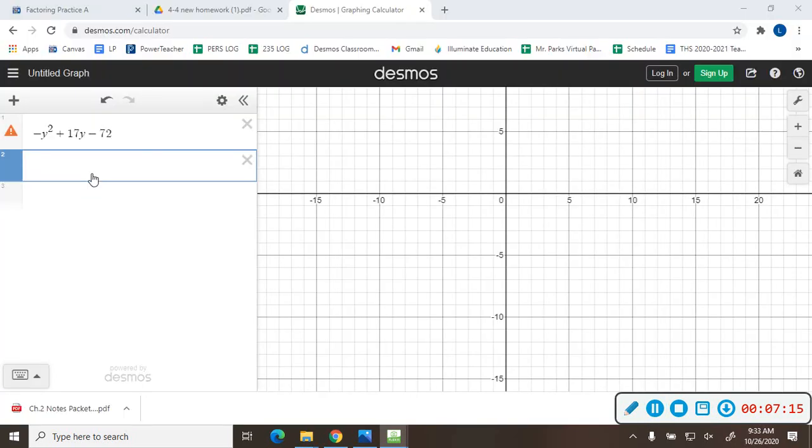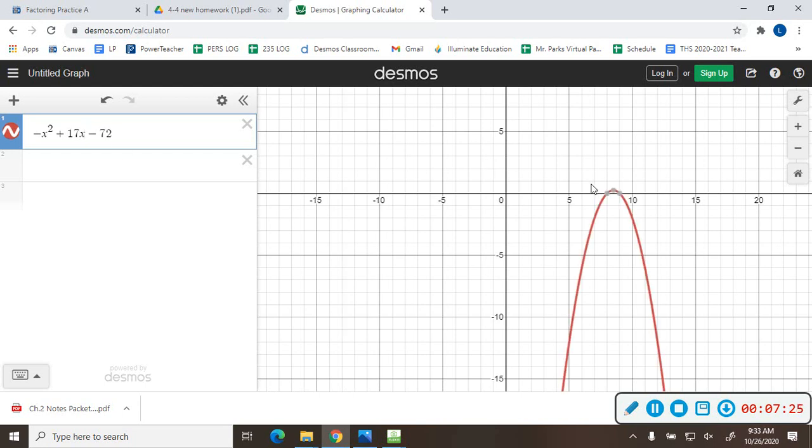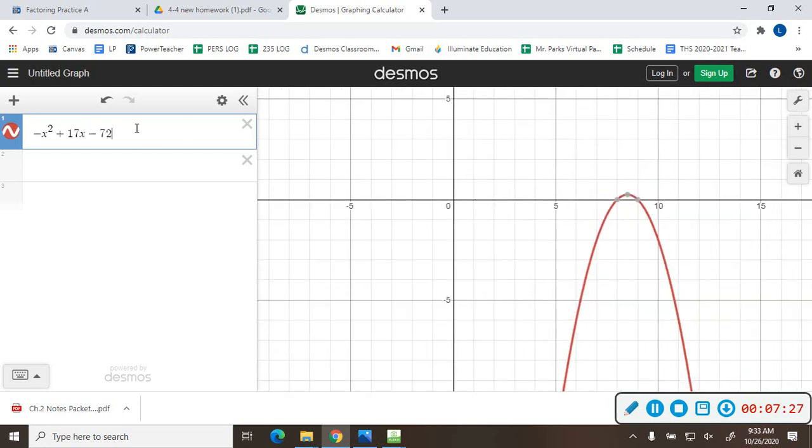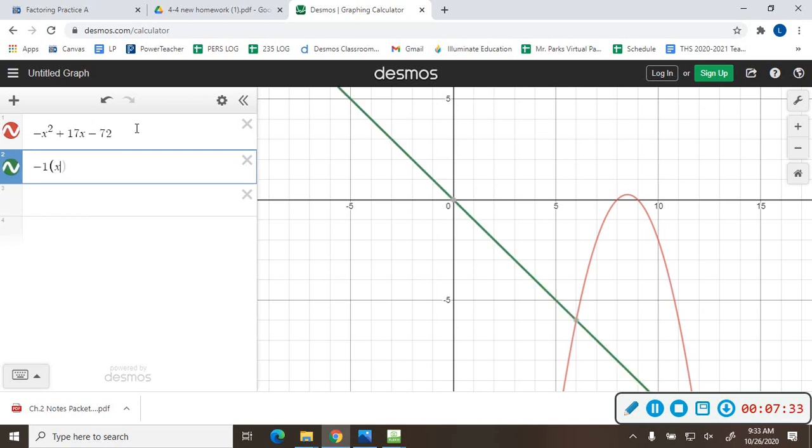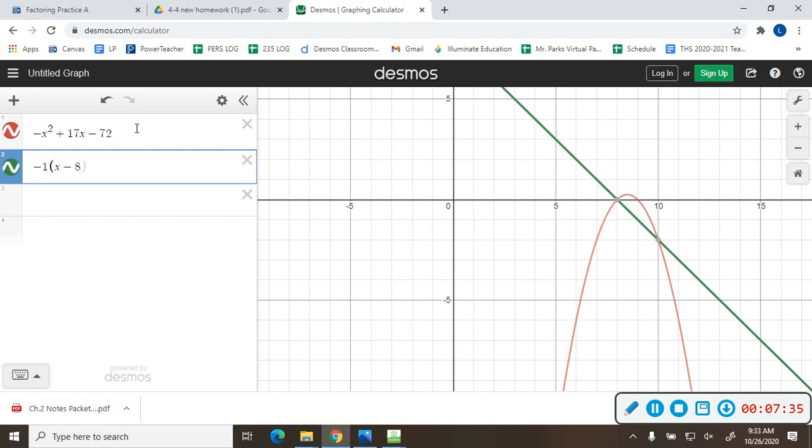So when you're typing this into Desmos, Desmos is not smart enough to deal with y, so we're going to have to type it in with x's. So there's the first graph. That's what we call standard form. And then I think factored form is this, and I'm going to type it in with x's instead.